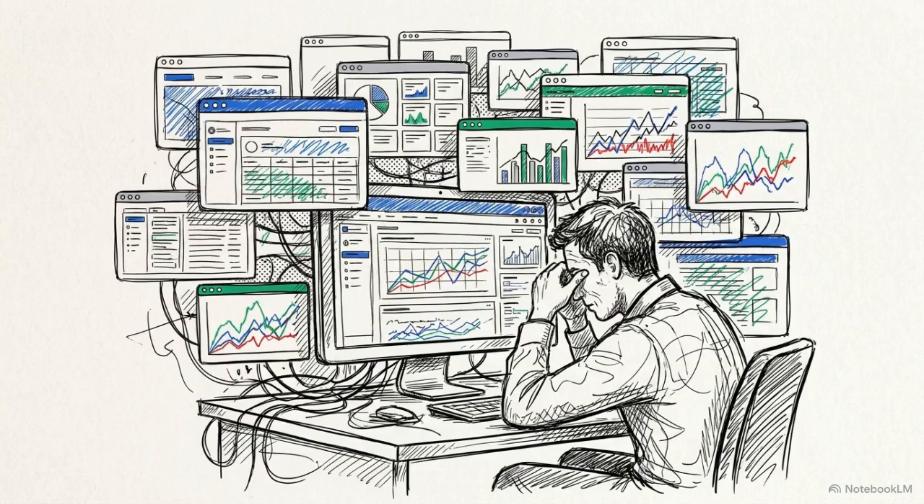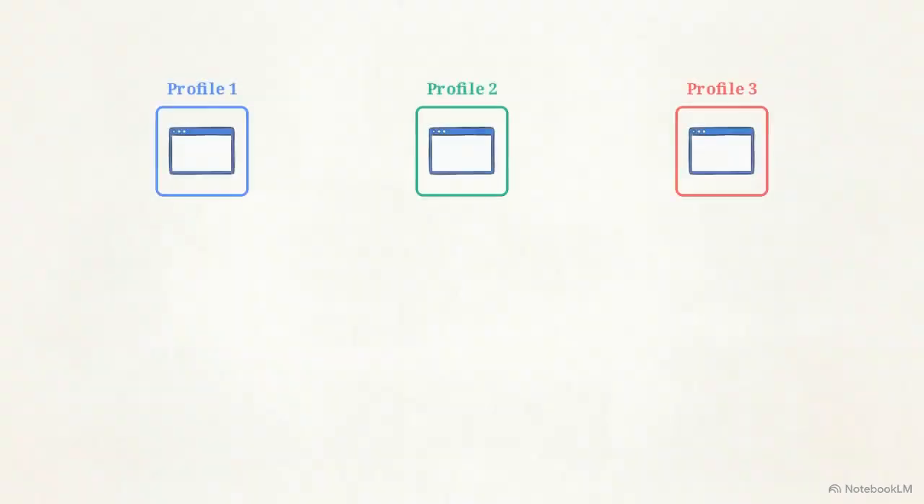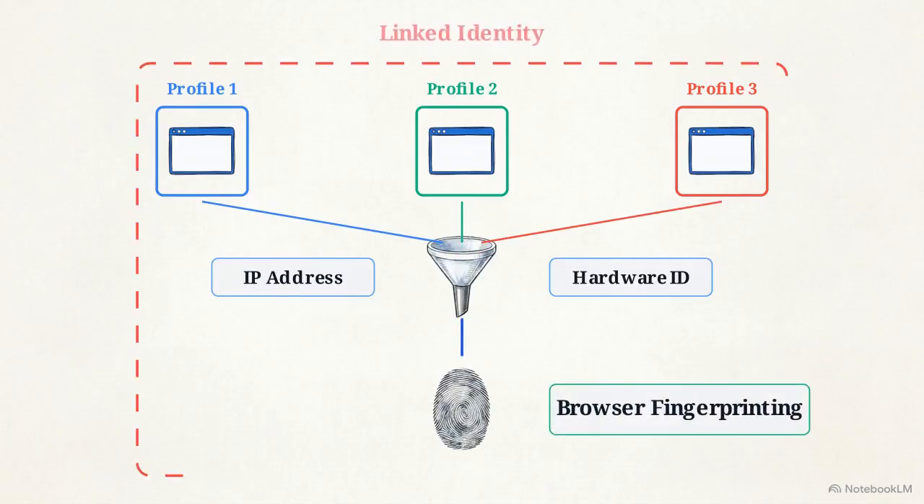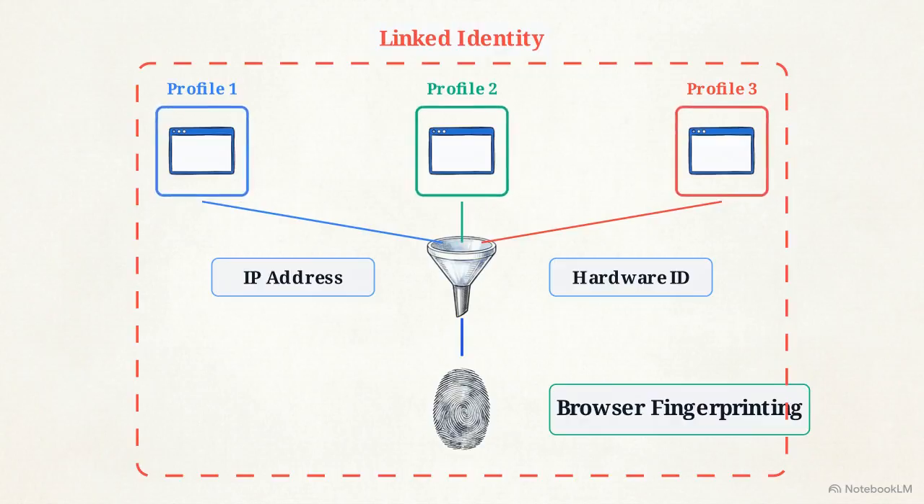Chrome profiles are excellent for your own data, but managing client accounts introduces a different set of risks. Even with separate profiles, your browser still shares the same IP address and hardware ID with Google. This is called browser fingerprinting, and it allows Google to link multiple accounts back to your specific computer.